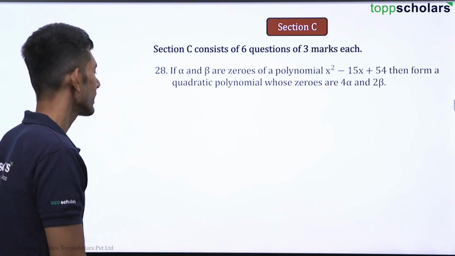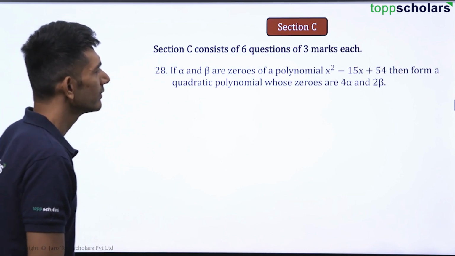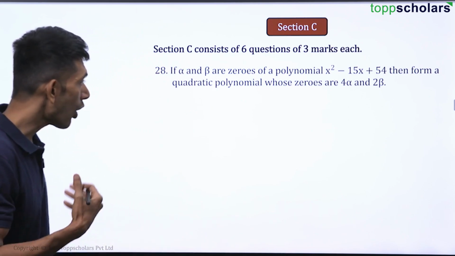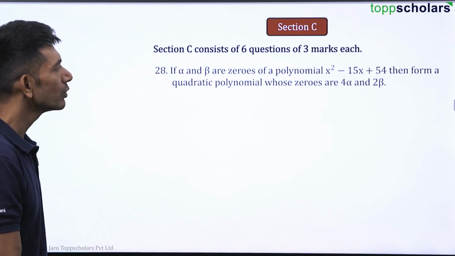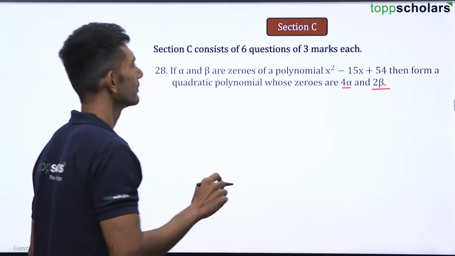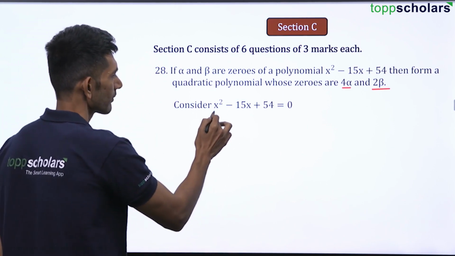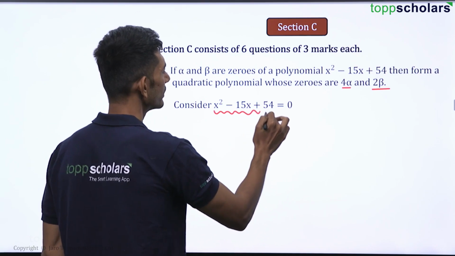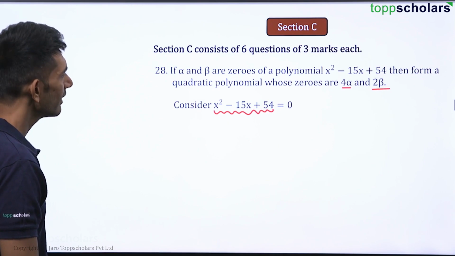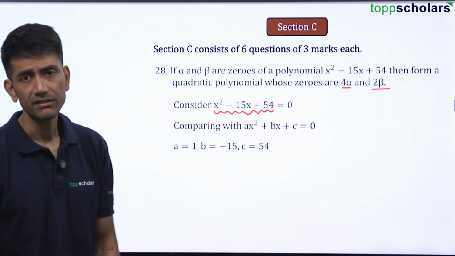Let's have a look at a new question now. It says alpha and beta are zeros of the polynomial x square minus 15x plus 54. Then form a quadratic polynomial whose zeros are 4 alpha and 2 beta. Correct? This is the question. So already a quadratic polynomial is given to us, that is x square minus 15x plus 54, and the zeros of this are alpha and beta. We know that. So here we get a as 1, b as minus 15 and c as 54.